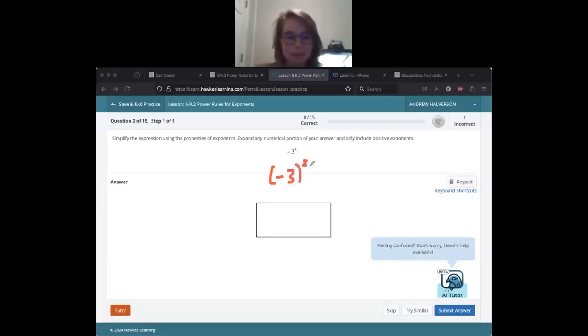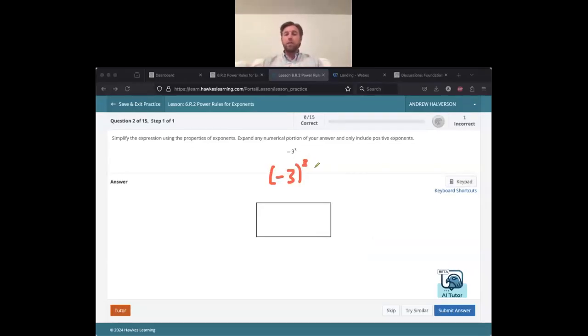So when the 3 is on the outside of the parentheses, everything, both the negative and the 3, are grouped together and being raised to the third power. But here, the negative is not grouped with the 3. It looks like it is. So my point is, in reflecting back, keep in mind that a negative is the same thing as saying -1 times 3.